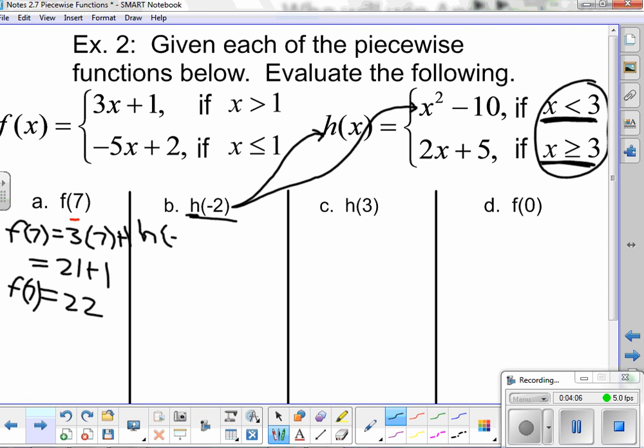So h of negative 2 equals negative 2 squared minus 10. So that's going to be a 4 minus a 10. Whoops, that's 16? No, 4 minus 10, which equals negative 6. So h of negative 2 equals negative 6. Okay, next one.